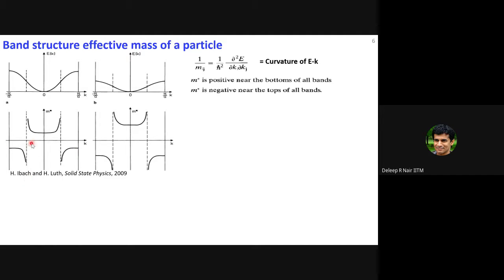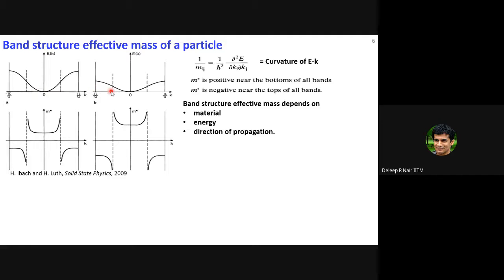So that means the electrons at the bottom of the conduction band have positive effective mass. Similarly, the electrons at the top of the valence band have negative effective mass. The band structure effective mass of a material depends upon three factors. One is the material. Different materials have different curvature at the bottom of the conduction band and at the top of the valence band. Hence the effective mass of electrons and holes in silicon, germanium and gallium arsenide are indeed different.